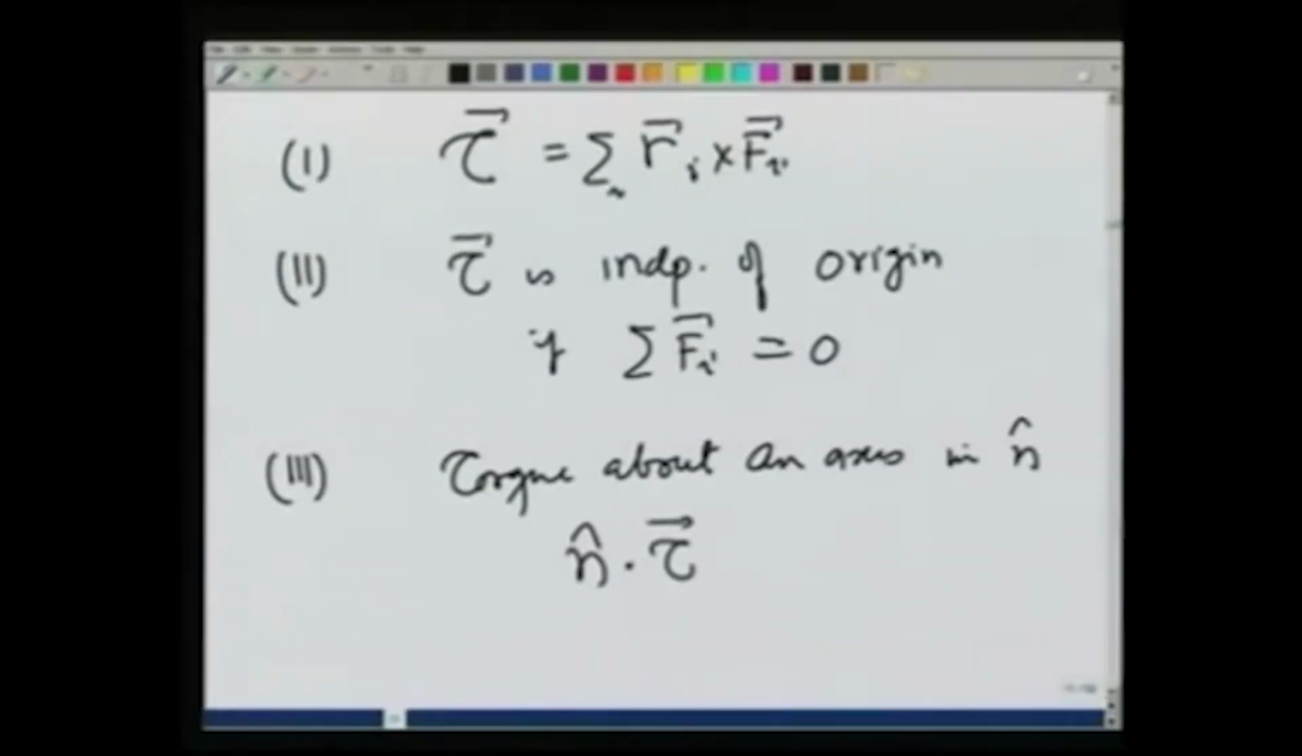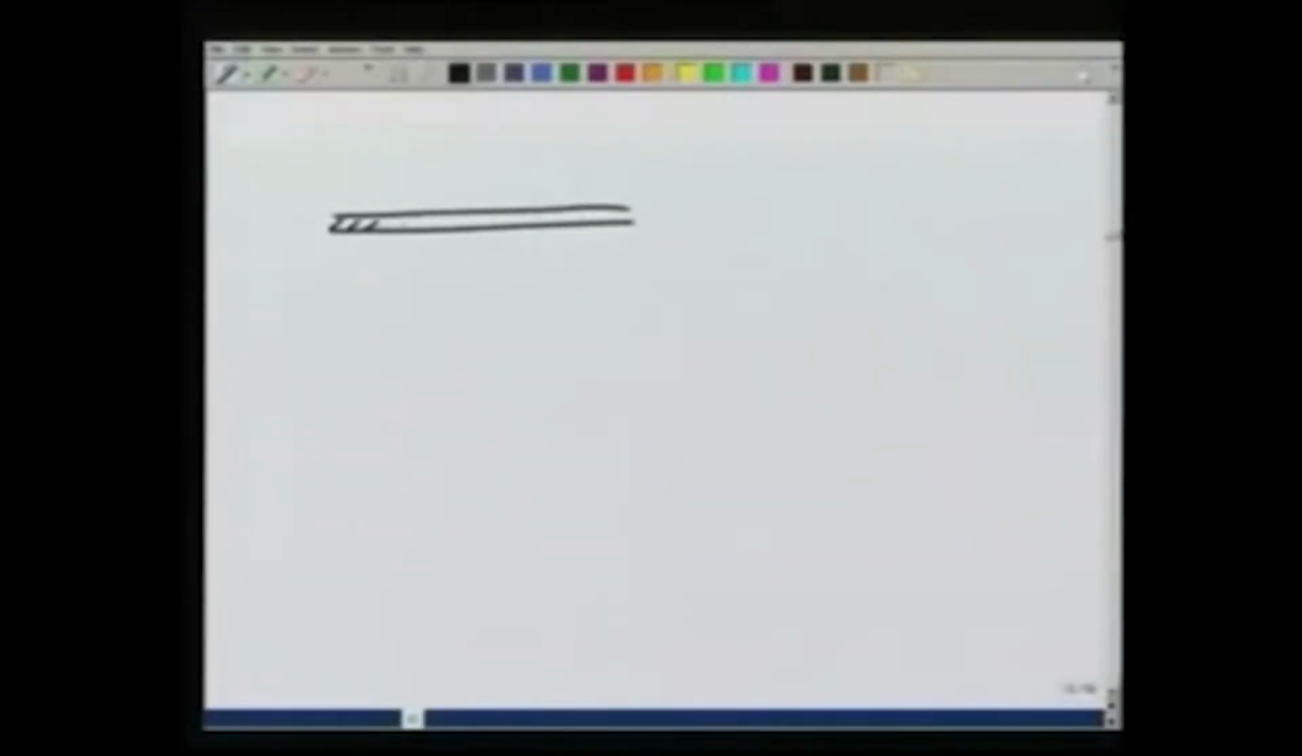Next, what we will do is, using the couple moment and force, we will like to transfer a force parallel to itself and see the effect of a force, how is it seen at some other point. For that, let me just motivate you by taking a rod and apply a force here.